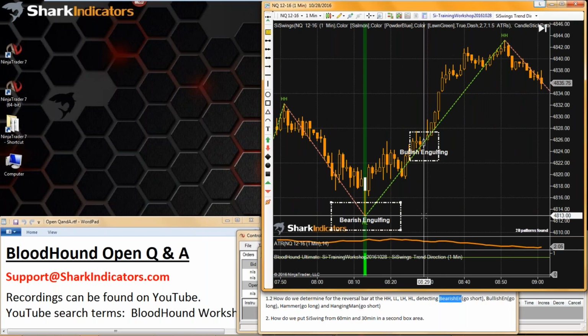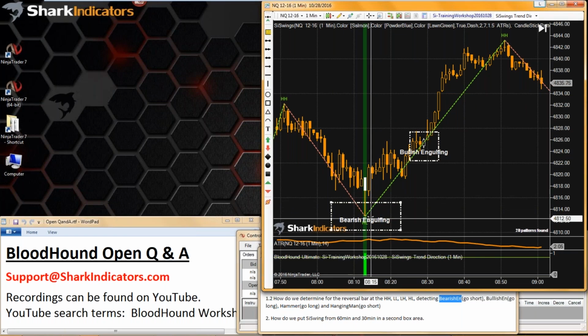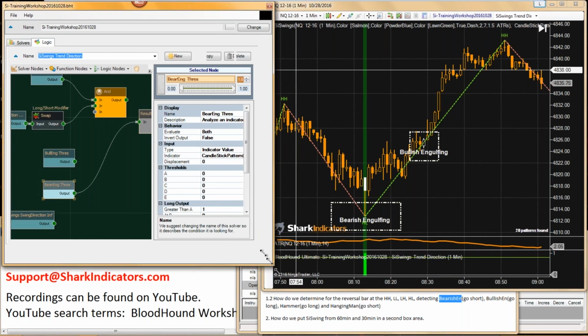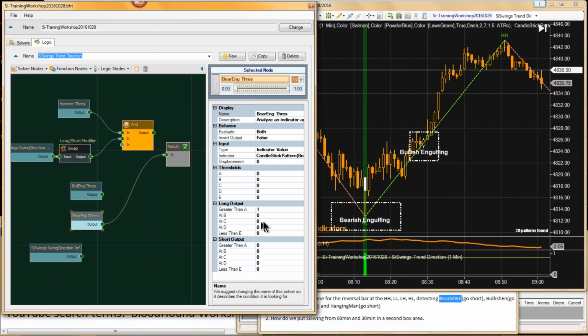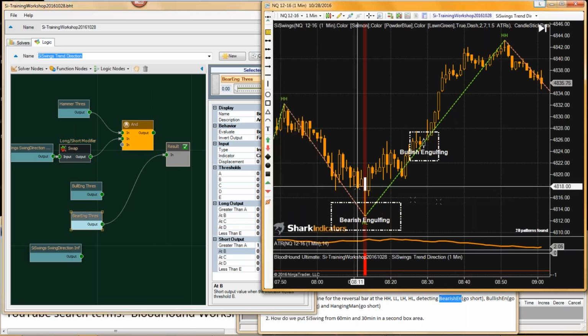Okay, there's our bearish engulfing. So now notice how our bearish engulfing actually gave us a long output, right? So we need to go and fix the output for that solver. Right, so bearish pattern, we typically would not want a long output, right? Typically, we're going to want a short output, like so. So, okay.